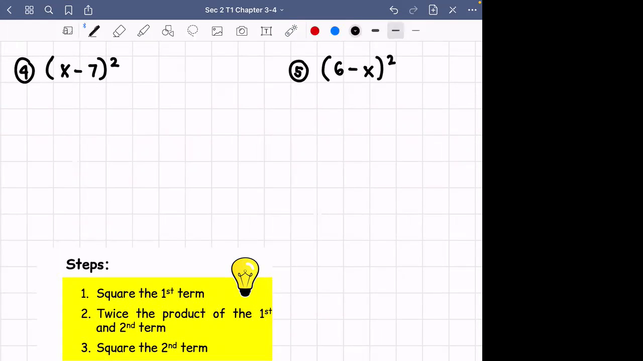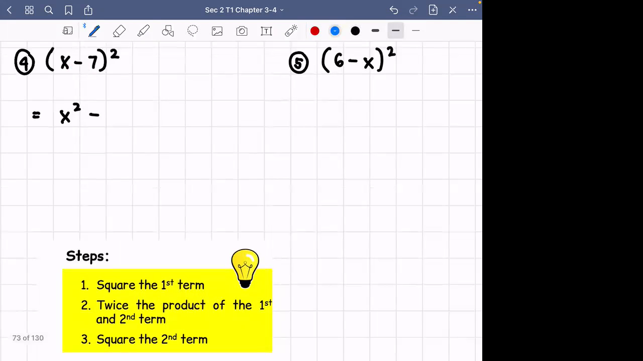It's the same steps. So I squared the first term. What's the square of x? Basically it's x squared, right? But now this is what happens when your question is minus. Your first sign is now minus. Your first sign is now minus. So the plus stays plus, and the minus stays minus.